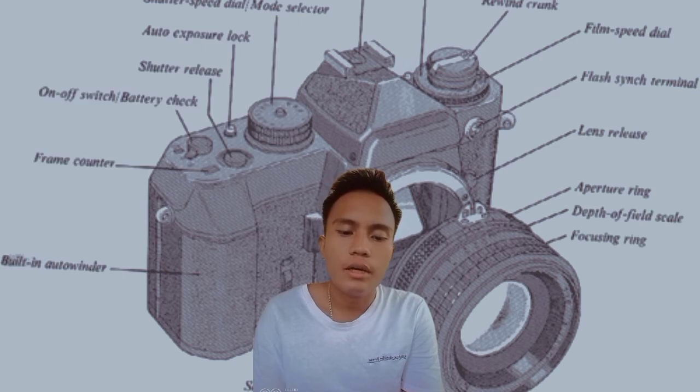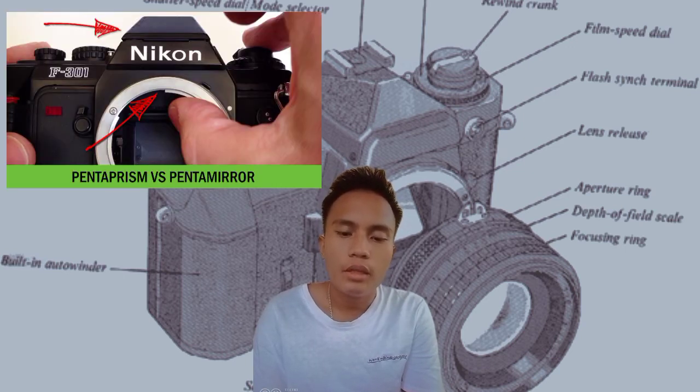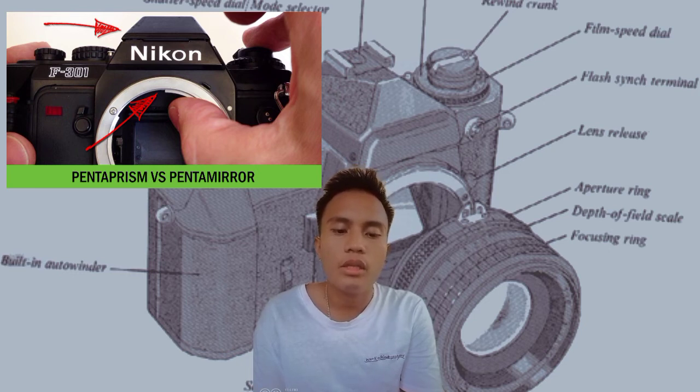Number sixteen is the pentamirror and pentaprism. The pentamirror or pentaprism, depending on the camera make and model, is located under the hump on the top plate directly in front of the viewfinder. The job of the pentamirror or pentaprism is to redirect the reflected light from the reflex mirror toward the viewfinder.